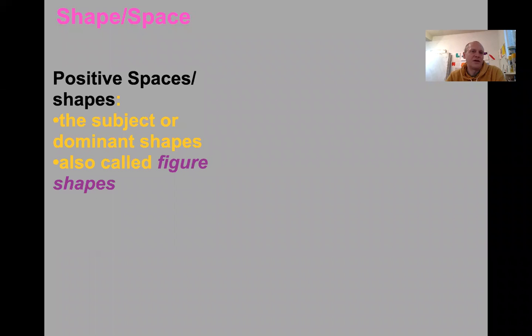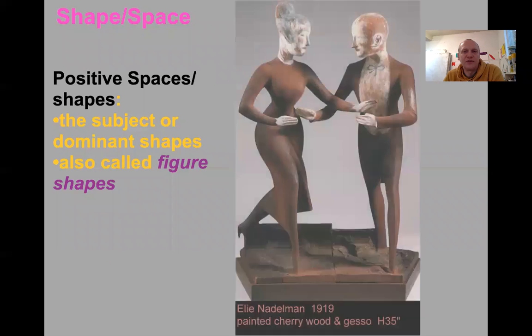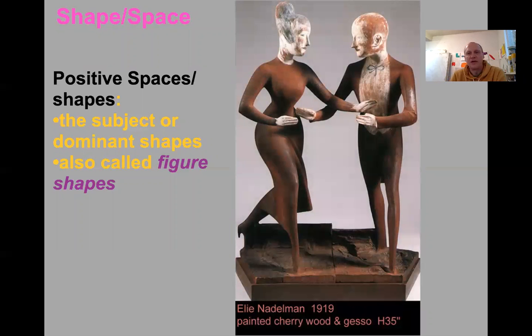We got to start talking about shape and space together. So we've got positive space and shape. That's where the subject or dominant shapes are also called figure shapes. So if we look at this sculpture, we understand that the figures are shapes. They are positive shapes. They're taking up space.